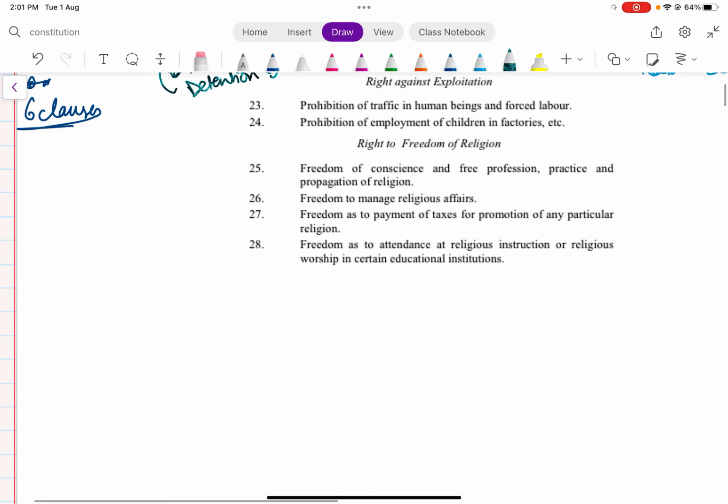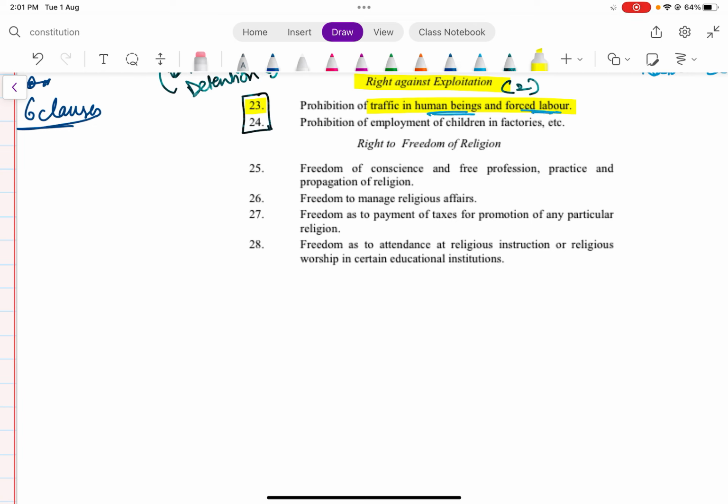Now, moving to the right against exploitation, only 2 articles are there, 23 and 24. Article 23 is prohibition of trafficking. Whenever there is traffic in human beings and forced labor, we have a separate law, and that statute has been encouraged by international covenants. Article 23 prohibits trafficking in human beings and forced labor. Two things are there.